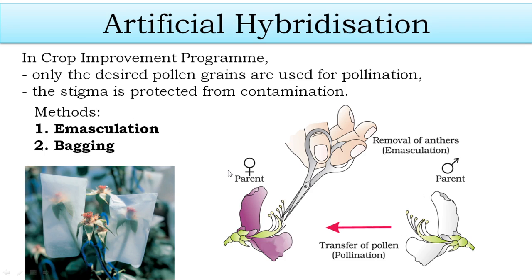Another very important topic. Only two methods you have to remember: emasculation, which is nothing but the removal of the anthers of the female parent, and then bagging, in which the female parent is bagged within a butter paper. Afterwards you have to take the pollen grain from the desired parent, the male parent, and put it on the stigma and see what happens. You have got a hybrid of these two. Therefore it is called artificial hybridization, and it is used in crop improvement programs.